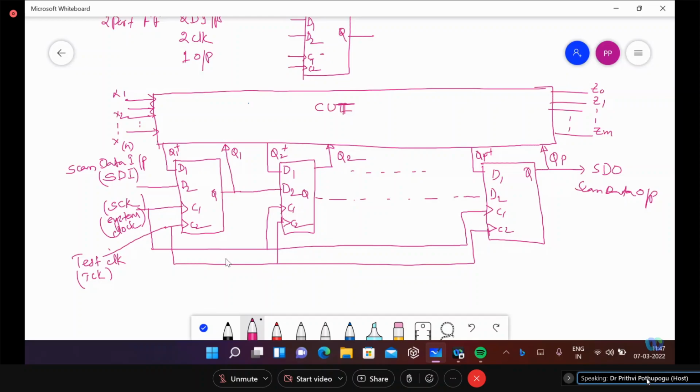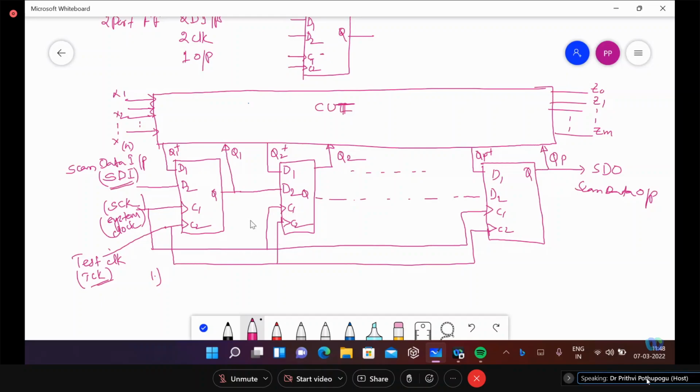Can we put this into some steps? First, scan the test vector Q of I values via SDI, using the test clock. Scan the test data using SDI. SDI is regarding C2, no? So using this test clock, put the test vector there.